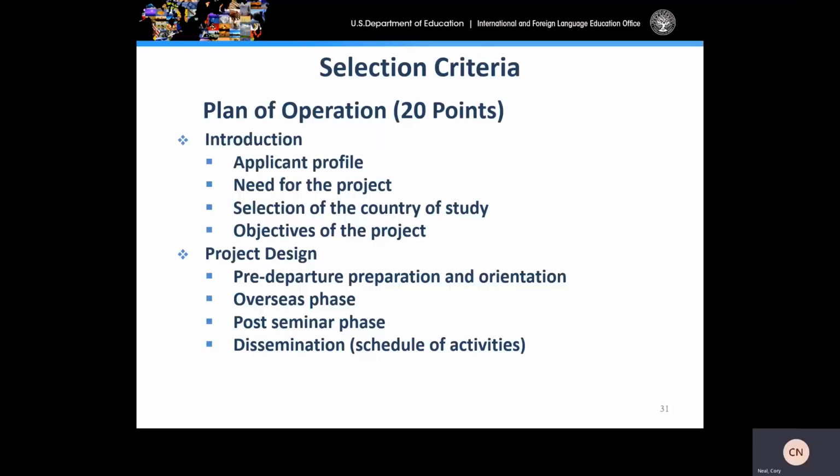All right, plan of operation is up first. This is worth 20 points. Applicants should introduce the reader to their institution or organization by providing statistics and other demographic information relevant to the project. The need for the project, the selection of the country of study, and the objectives of the project should also be discussed. The project design should be addressed. This generally includes the 3 project phases we just discussed. Applicants should note how each phase of the project is to be carried out and supported under this plan of operation criteria.